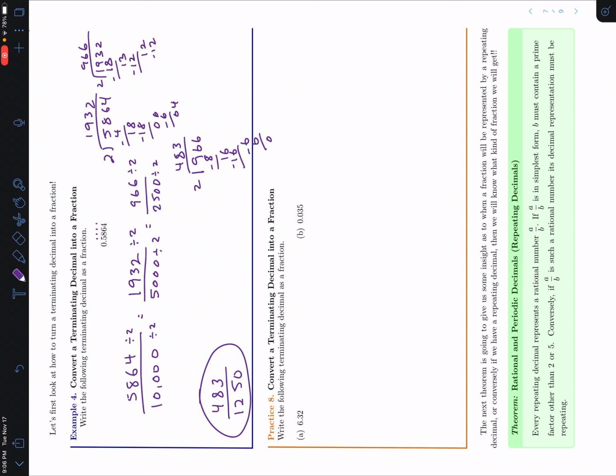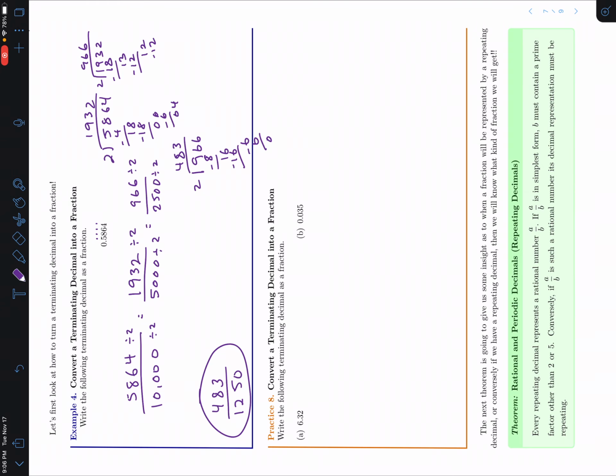All right. So again, I got a couple for you guys to practice here. So work on practice 8, see what you come up with. And then when you're done, we'll talk about rational and repeating decimals or periodic decimals, which is the same thing as repeating decimals, which is that first example I showed you above.